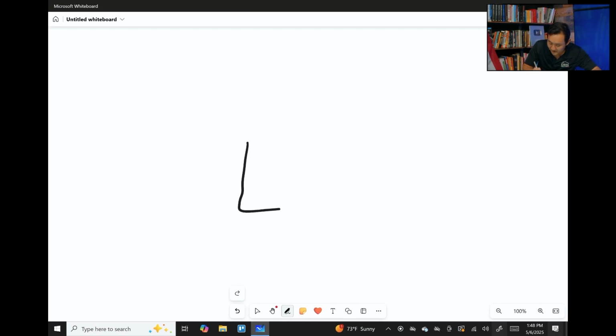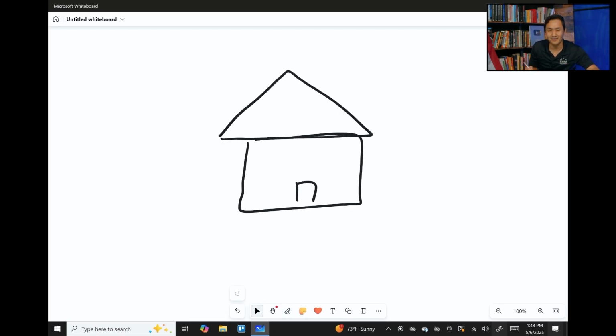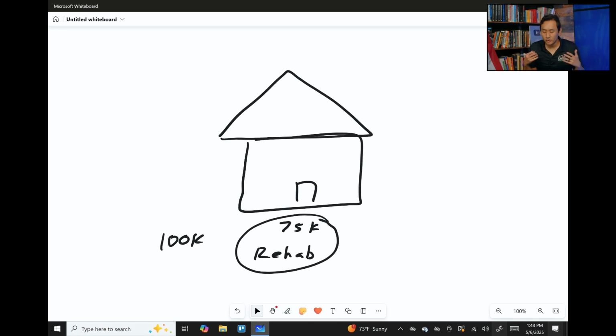So let's say we've got this house right here, okay? Lovely home, colonial roof, right? Like all kindergartens draw their houses, right? So let's say that we buy this thing for $100,000, and obviously it's greatly distressed, and let's say it requires $75,000 worth of rehab and fixing, okay? Now, let's say that we're using a HELOC for this example.